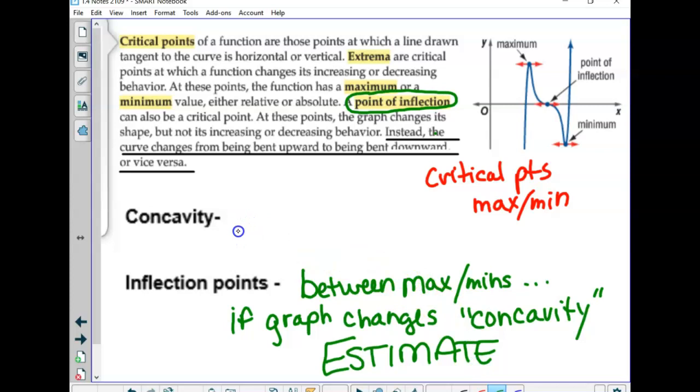Well, when a graph is curving either this way or this way, like the halves of a smile, it is called concave up. When the graph is either curving this way or this way, like the halves of a frown, it is called concave down.